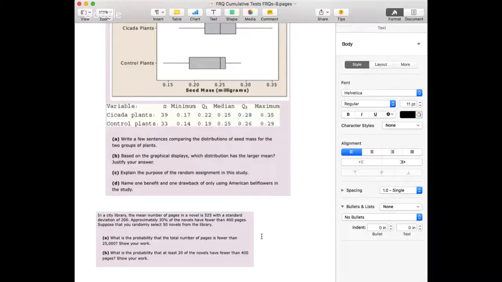So 0.3 is a proportion. Is that p or p hat? P, because it's talking about my population. Does that make sense? Yes.